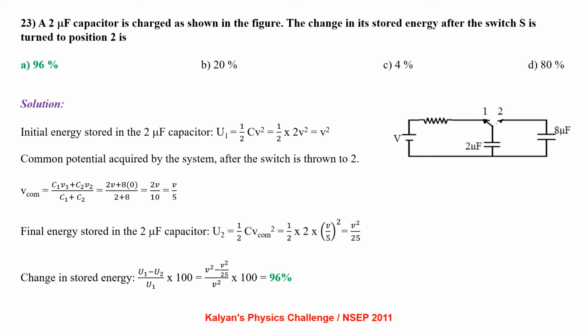So that comes out to be V by 5. Final energy stored in the 2 microfarad capacitor is U2 equal to half into C into V common square, that is C V square by 25. So the change in stored energy will be (U1 minus U2) by U1 into 100, which comes to be 96%.